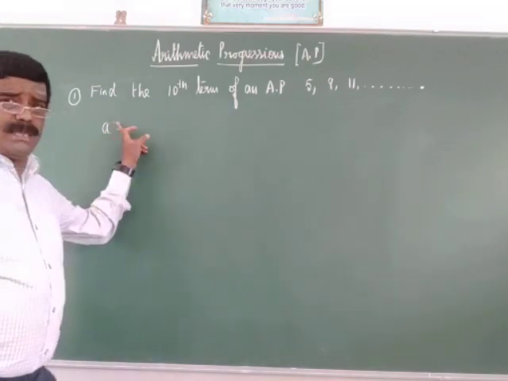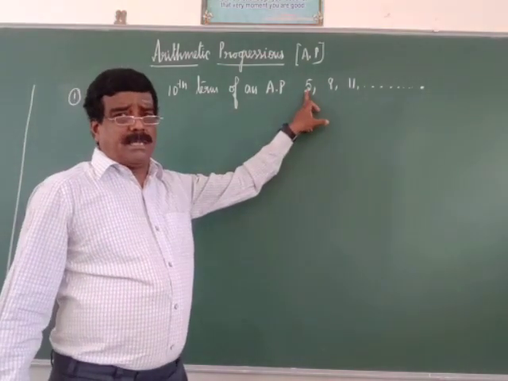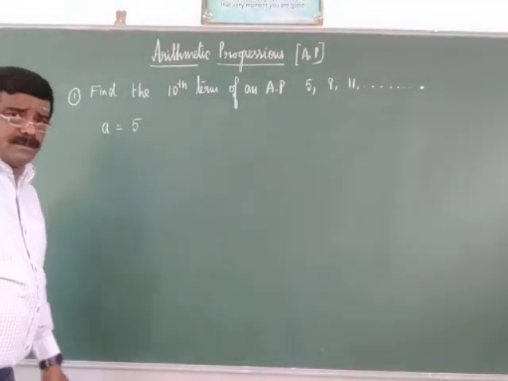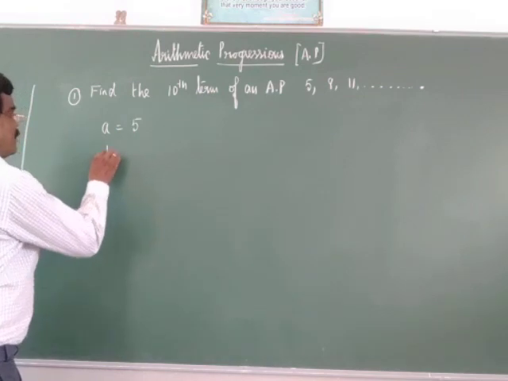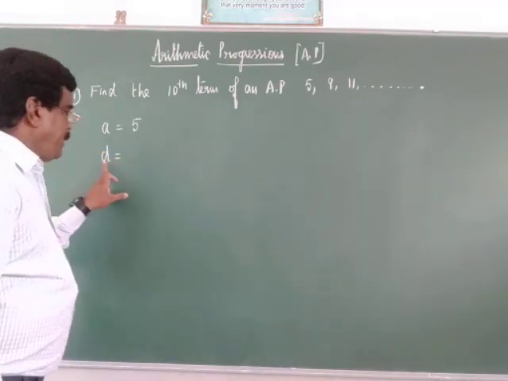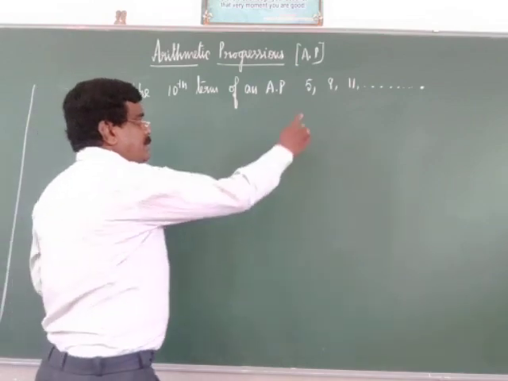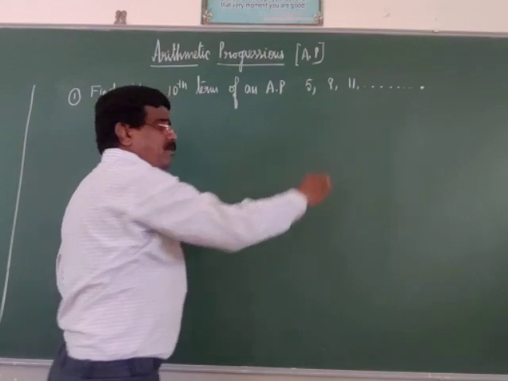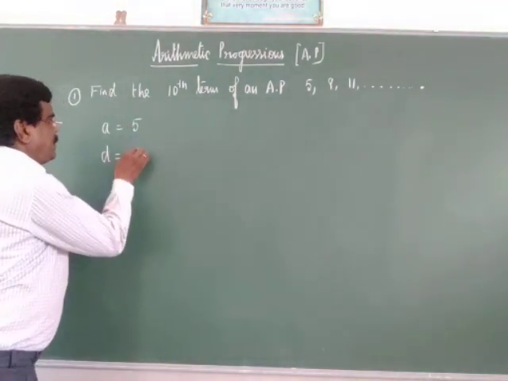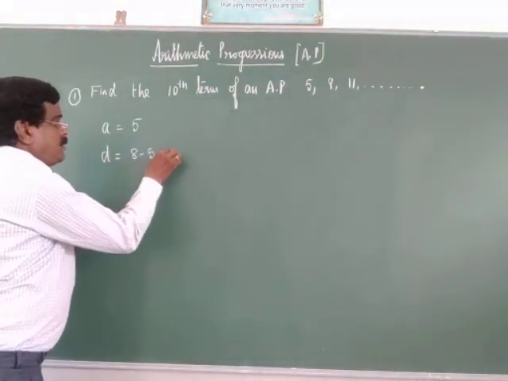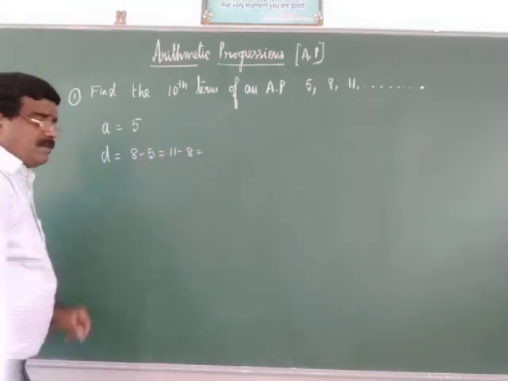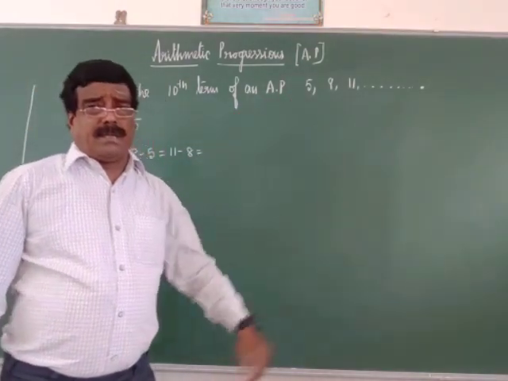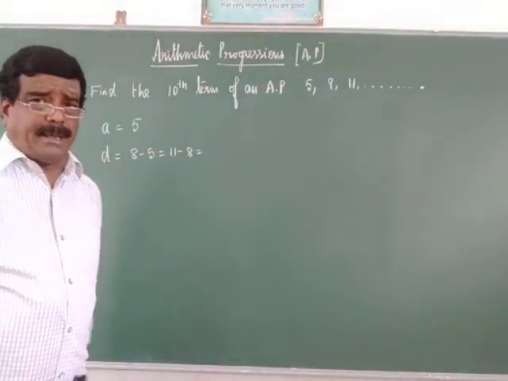So here, the first term is denoted by A. The first term is 5. Please write the first term as 5. And the difference means D. Be careful children here. You can write 8 minus 5 or 11 minus 8. Both are correct. It is 8 minus 5, which is also equal to 11 minus 8. Because it is given in AP, no need to think whether it is in AP or not. It is already given in AP.